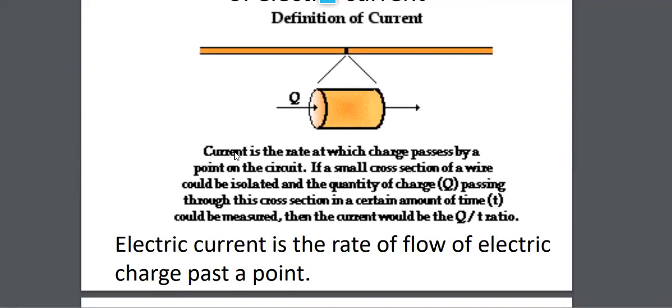Coulomb is the unit of charge. So 1 coulomb is the charge that flows past a point in 1 second, that's the unit of time, when the current is 1 amp. So amp is the unit of current. When the current is 1 amp, that current flows past the point for 1 second. How much charge has flowed past? 1 coulomb.